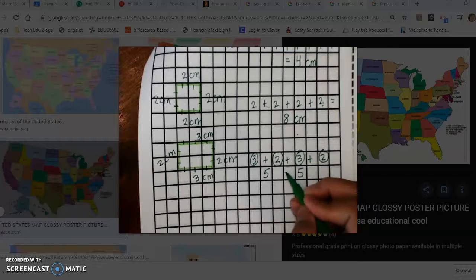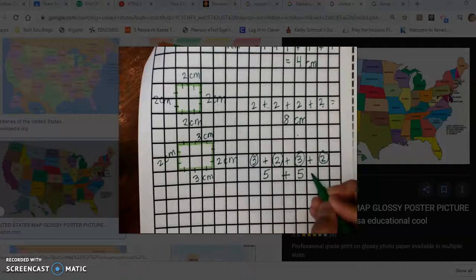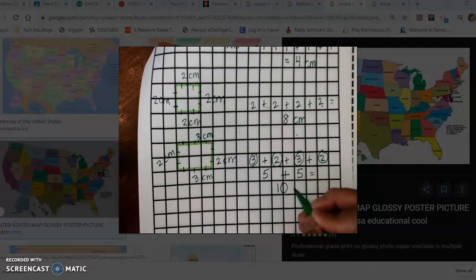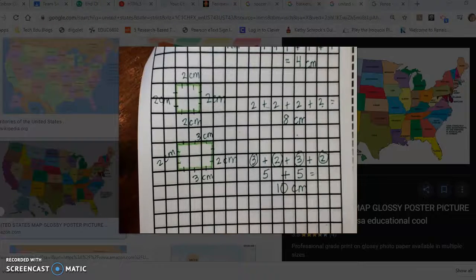So now all I have left to do is do 5 plus 5. And 5 plus 5 is so easy. It equals 10. And remember, we were adding centimeters, so the answer is 10 centimeters.